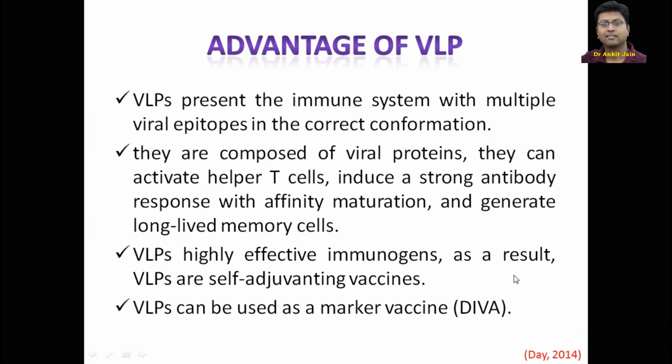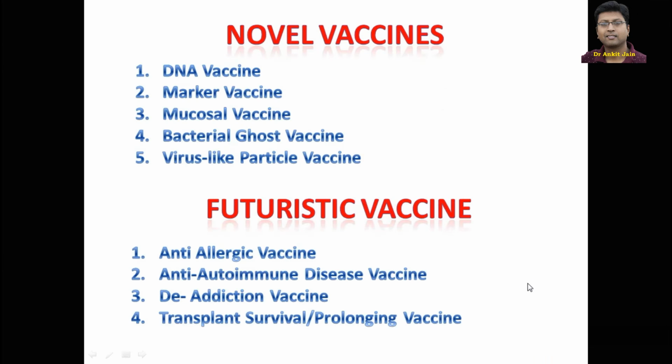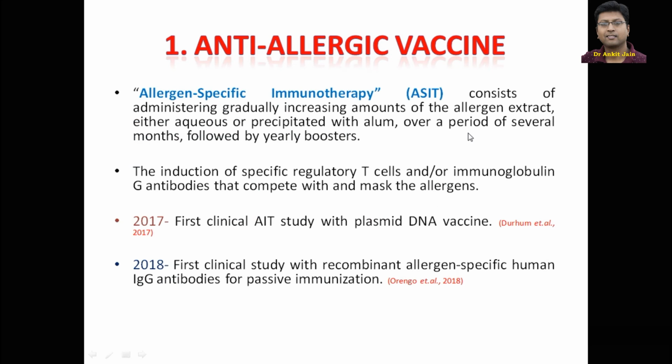VPLs are highly effective immunogens. As a result, VPLs are self-adjuvanting vaccines, and VPLs can also be used as a marker vaccine and act as a DIVA. So I covered these 5 topics. Now I will cover the futuristic vaccines. Under that I will cover anti-allergic vaccine, anti-autoimmune disease vaccine, de-addiction vaccine, and transplant survival prolonging vaccine. So first is the anti-allergic vaccine.